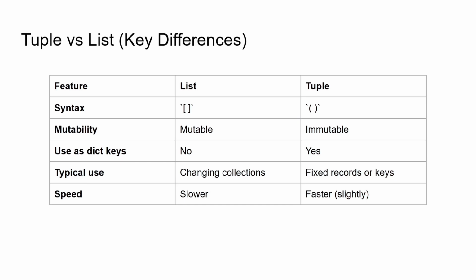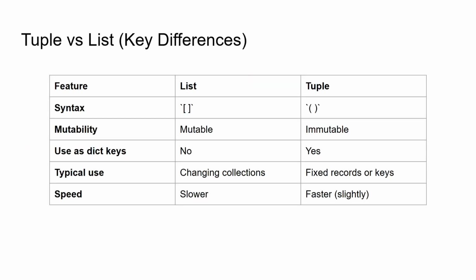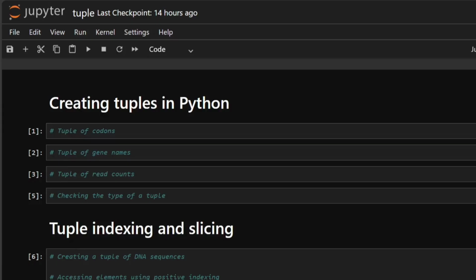Finally, speed. Tuples are slightly faster than lists for iteration and lookup because Python optimizes immutable objects. This may not matter for small datasets, but for large bioinformatics datasets, tuples can give you a small performance benefit. In short, use lists when you need flexibility and mutability, and tuples when you want fixed, reliable, and slightly faster structures. Now we will switch to Jupyter Notebook to see all the concepts in action.